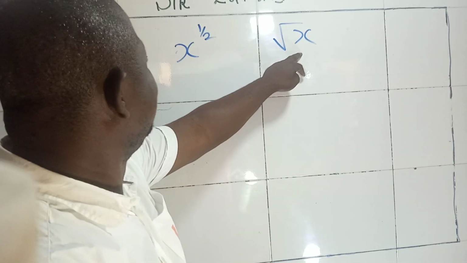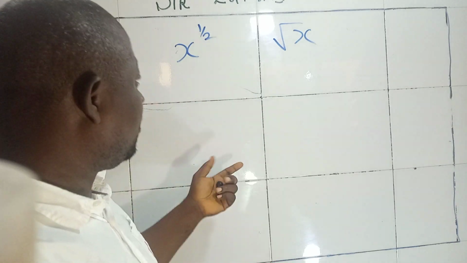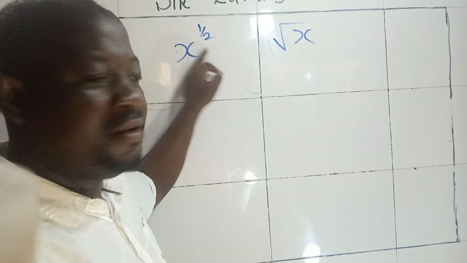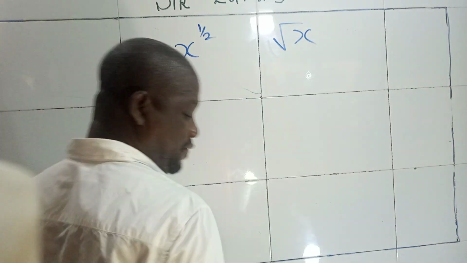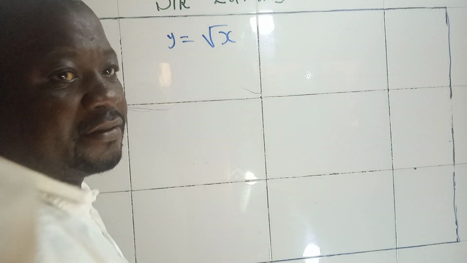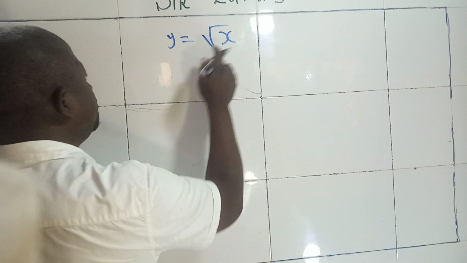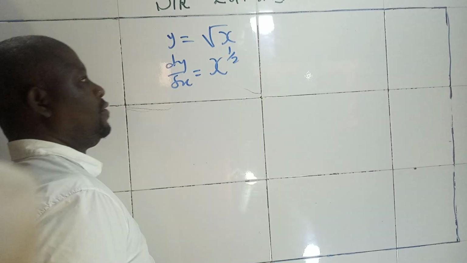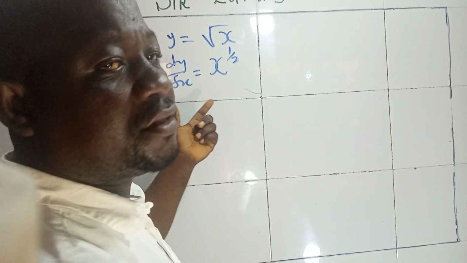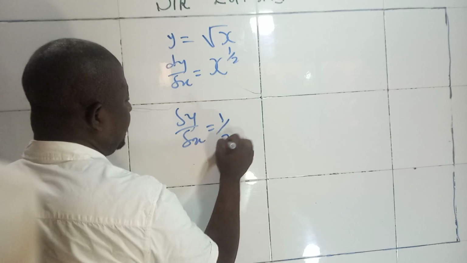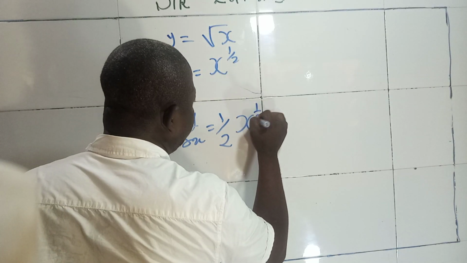If you look at this and this, they are the same thing. From the law of indices, root x rewritten means x raised to power half. This is how they will give it to you: if y is equal to root x, find dy/dx. The first thing you do is write this as x raised to power half, because once you write it that way, you can differentiate. dy/dx is equal to half x raised to power half minus 1.